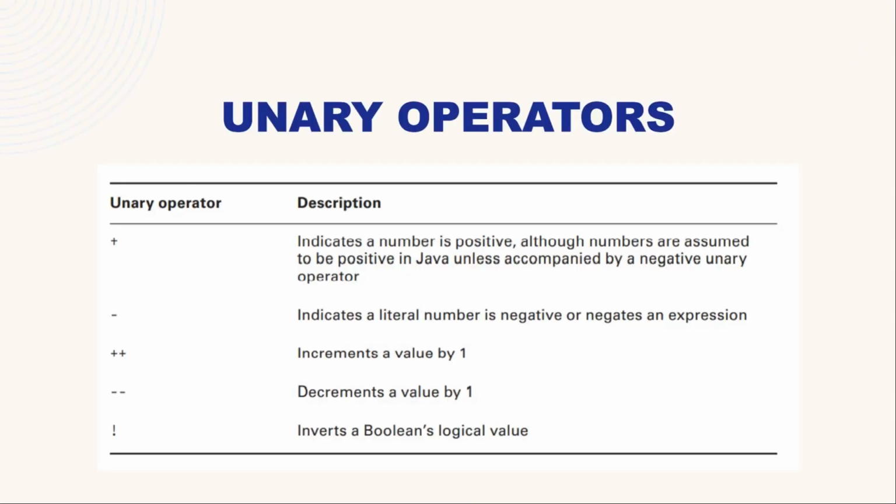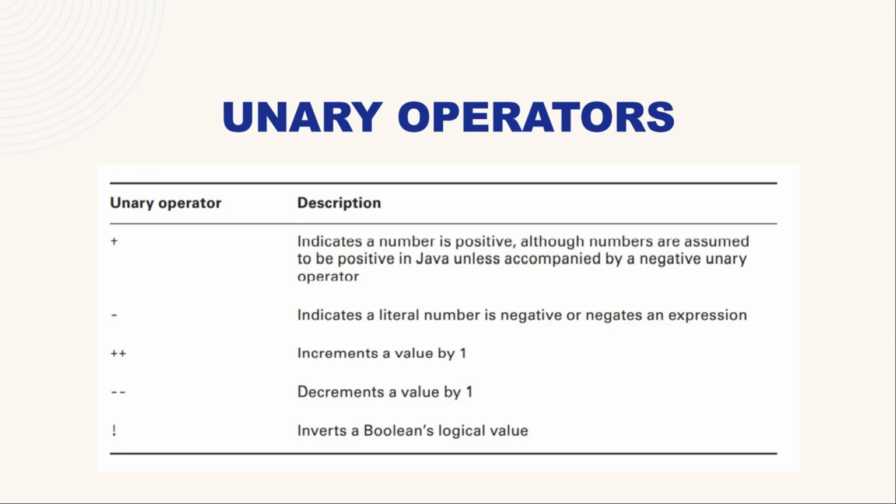So a unary operator is one that requires exactly one operand. Like in binary operators you need two operands to operate, like plus, minus, or in arithmetic operators, right? They are binary operators. But in unary operators it's just one operand or one variable.